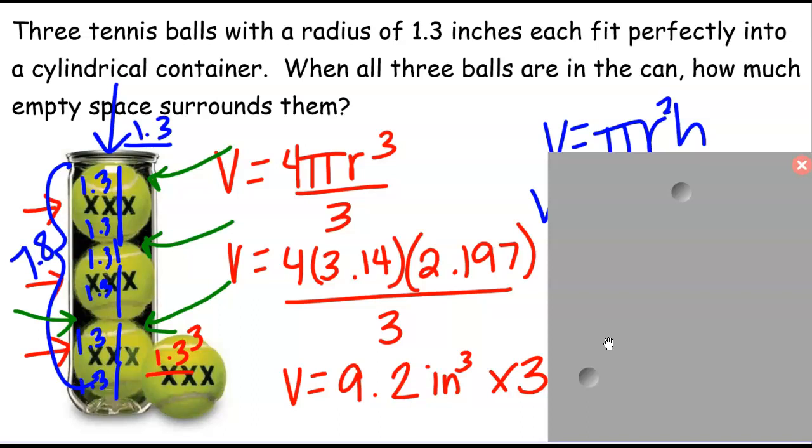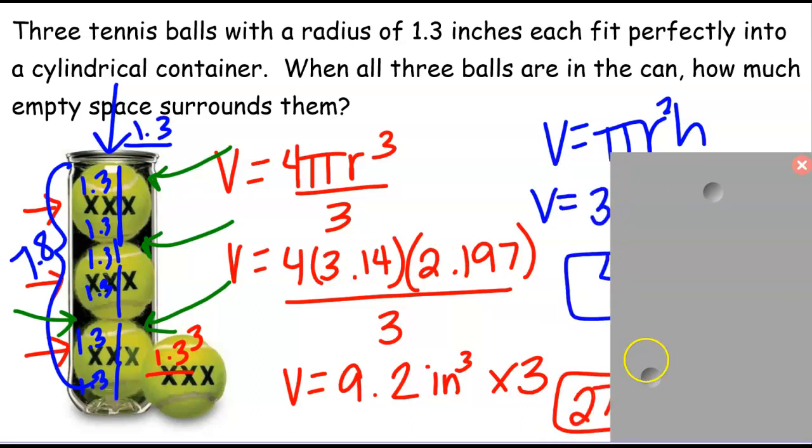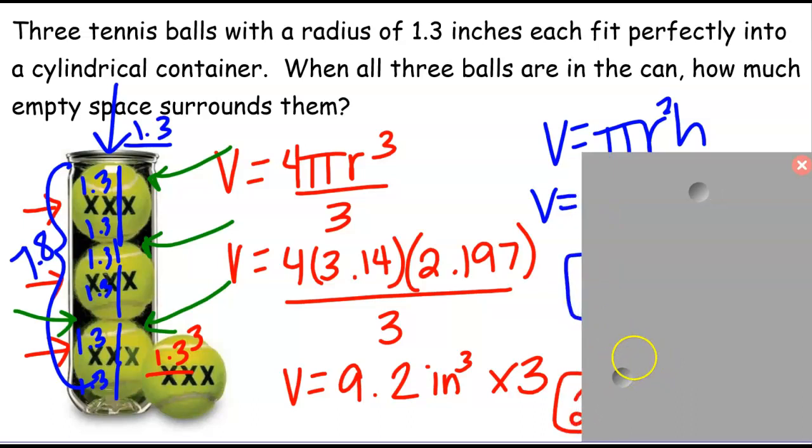And so now I can multiply those together and divide by 3. And I should get 9.2 inches cubed. Now what I need to do is take that times 3, because there are 3 tennis balls total. That gives me my total volume of 27.6 inches cubed. Okay? What I need to figure out is my volume of the cylinder.